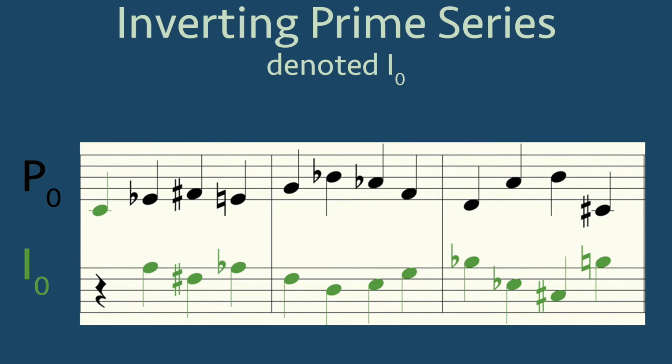Now let's see an inversion of P sub 0. When we invert row P sub 0, musically it means we reverse the intervals. For example, going up from C to D sharp is a minor third. So when we invert this interval, it means we'll go down a minor third from C to A. The inversion of P sub 0 is denoted I sub 0. Note the symmetry between the two, which emphasizes the vertical reflection.